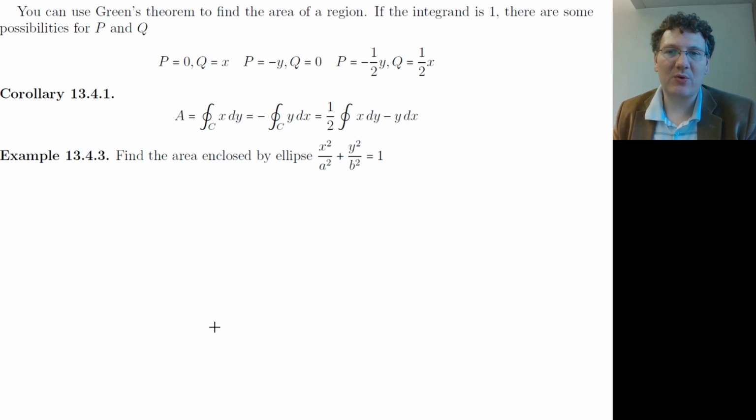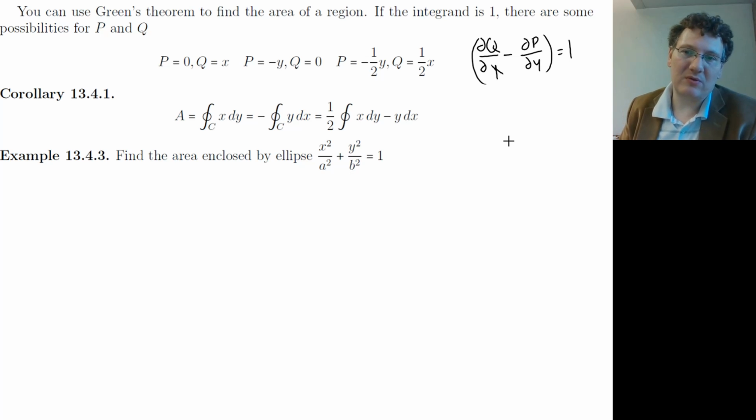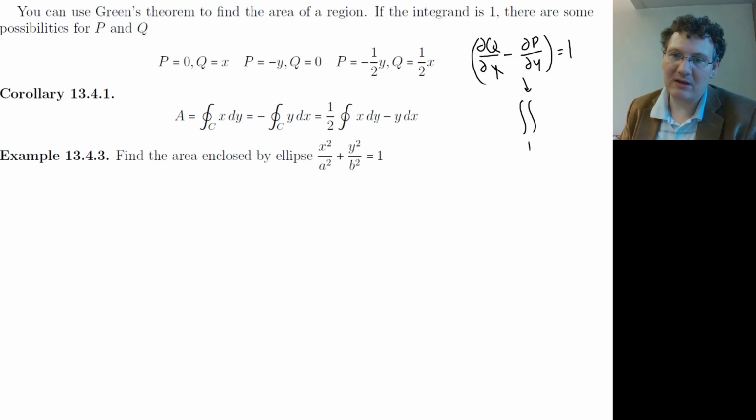So if the integrand is 1, if you want to find the area of a region, so if you want partial q over partial x minus partial p over partial y to equal 1, then you'd be integrating 1 dA over some region. So if you can parameterize the curve that gives you the boundary, you just have to find a p and a q that'll work.